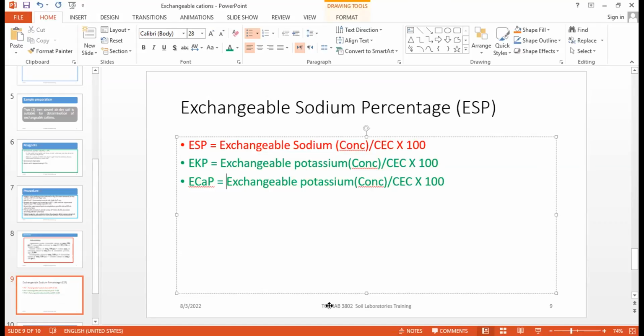Yeah, there are some methodologies using addition of ammonium acetate, but they keep the soil to stand for 1 day. Shaking for 1 day? No, not shaking. You just shake for 5 minutes, then you leave the soil with the solution for 1 day. This is another methodology.